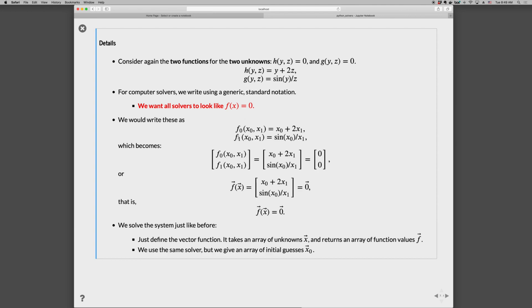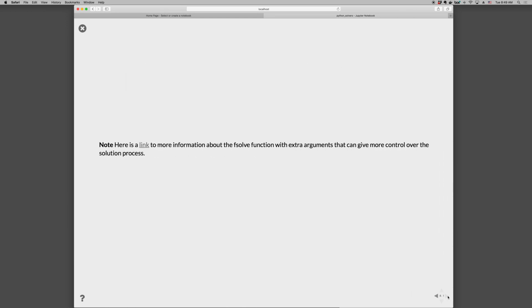And in matrix notation, we could write f0, f1 equals function 0, function 1, and then equals 0, 0, or again, f of x equals 0, where 0, x, and f are vectors. So in this case, we're going to define a function. It's going to take an array of unknowns and return to us an array of function values. We're going to use the same solver, but we give it an array of initial guesses. And there's a link to more information.